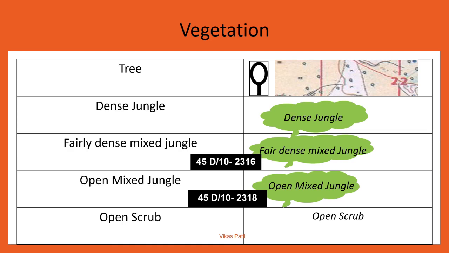Now fairly dense mixed and open mixed jungle suggest that this region receives seasonal rainfall. Open scrub is an area shown in white with open scrub written in it. It will have thorny bushes. This indicates that this region receives very little rainfall.